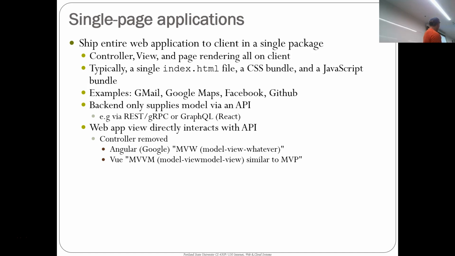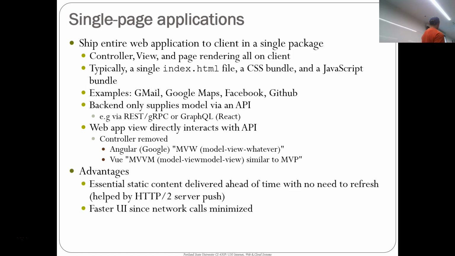And so now you end up having a web app that has a view that basically directly interacts with the model via a backend API. So this is a different way of architecting your web app. For Angular, they call this model view whatever, MVW. So just get rid of the controller. There's no controller there. Vue has this view model, and view that's more similar to MVP. Again, you don't need a monolithic controller anymore. Okay, so advantages. Essential static content is delivered ahead of time. There's no need to refresh. So as soon as you start navigating that app, as it's been loaded, it's really fast.